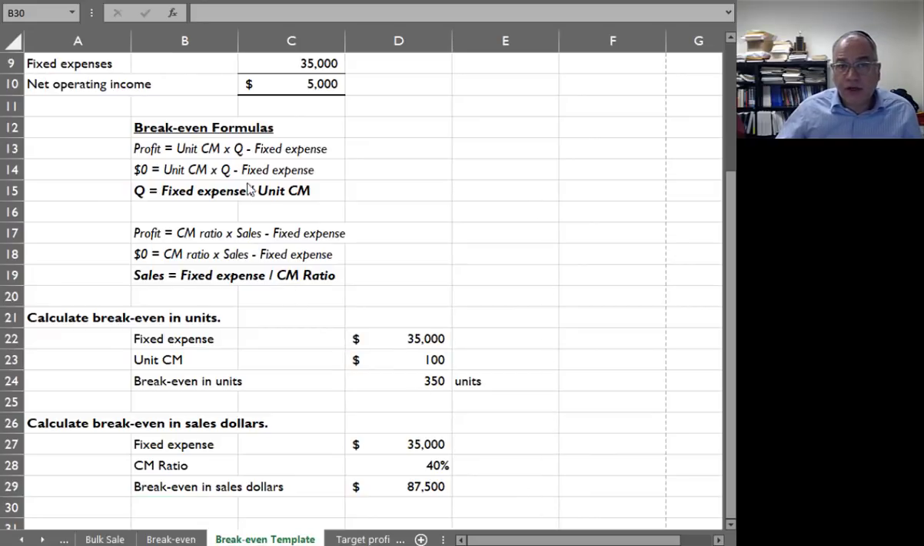Now your book also points out that if you simply work with this formula, profit equals unit CM times Q minus fixed expense, and plug in whatever numbers you have, you can pretty much get whatever you're looking for. So that's another approach that you can take, and you just drop the numbers in, and again, this way you only have to learn one formula. You can pretty much get it all from this: unit contribution margin times quantity minus fixed expense equals profit.